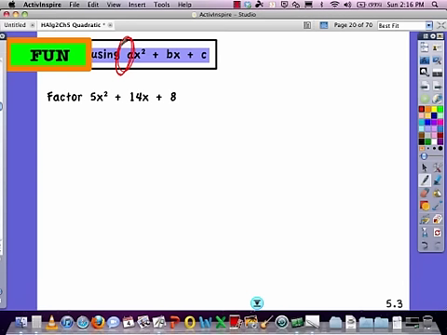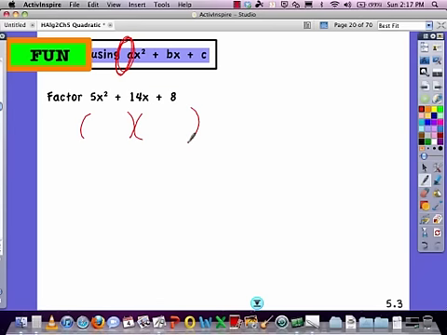So in our example here, our a value is a 5. We have a middle term and we have a last term. So in relationship to what we were just doing, yeah, we're on the same track. We're going to have two binomials that will multiply FOIL to give us 5x squared plus 14x plus 8. But because we have an a term that's not 1, we have to do something different.